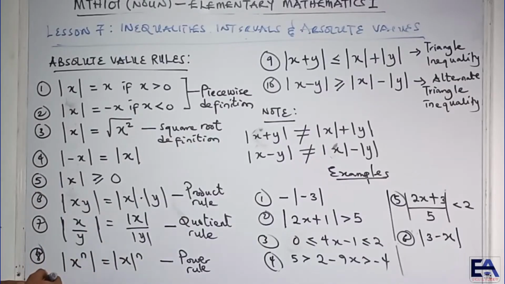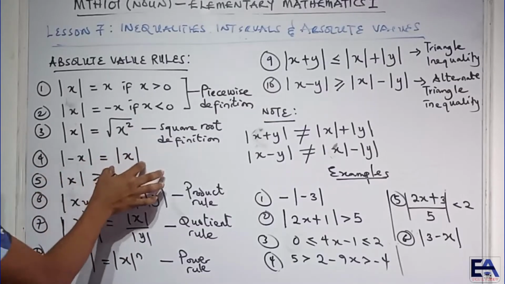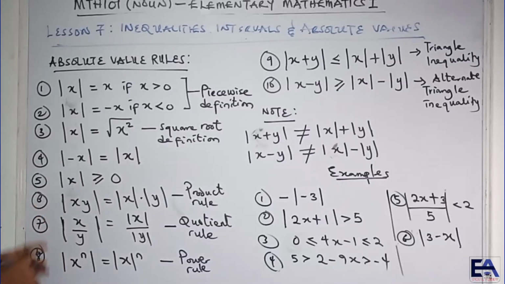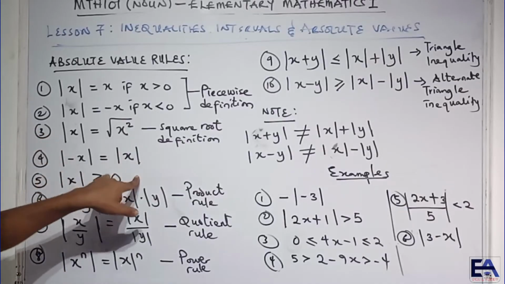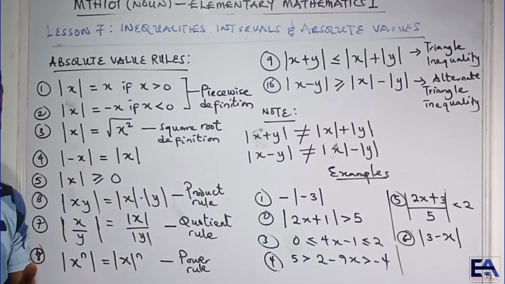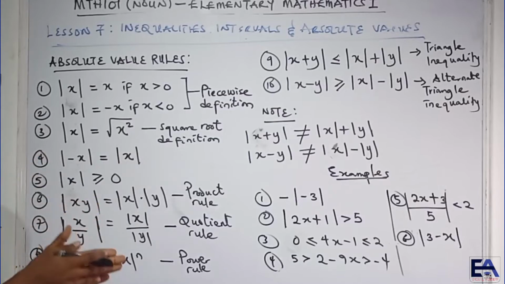For instance, just see this one. The absolute value of negative x is equal to the absolute value of x, for obvious reasons. And this one says the absolute value of x is greater than or equal to 0, telling us that it is positive or equal to 0, depending on what the value of x is.